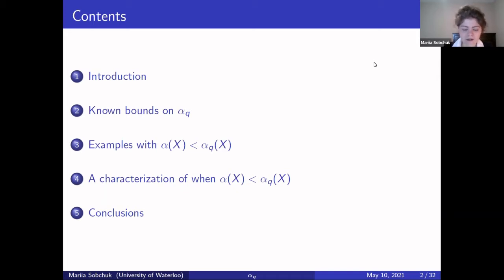You can be watching out for some common theme between those examples, because in the end, we are going to find the characterization theorem that shows when alpha and alpha q are different. A lot of this work is based on my thesis that I did under the supervision of Chris Godsil.